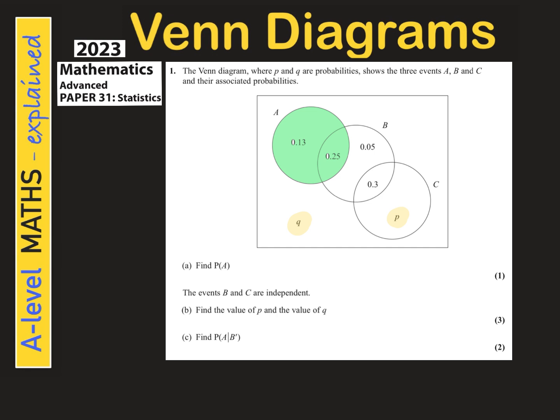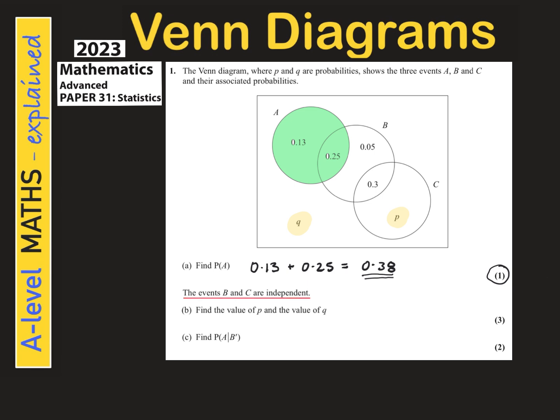We can add these two probabilities, 0.13 plus 0.25, to get the answer of 0.38. And this is enough to give you that 1 mark in here. Showing the answer is all you need to do.